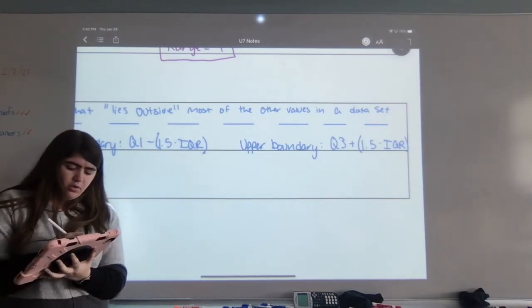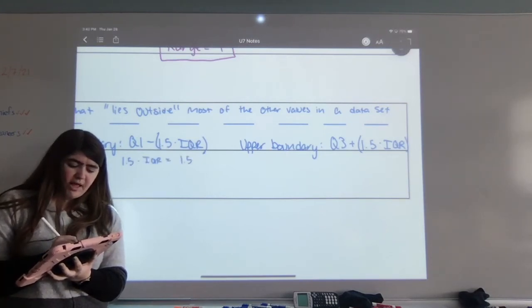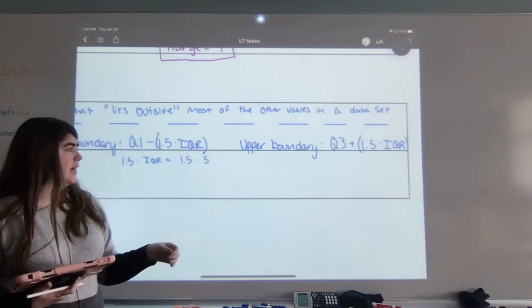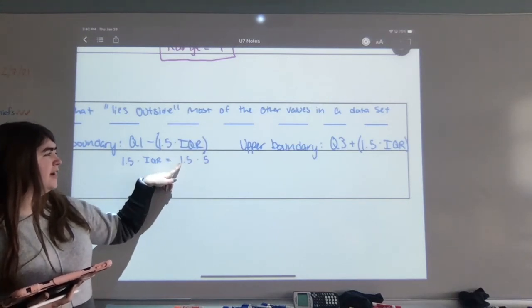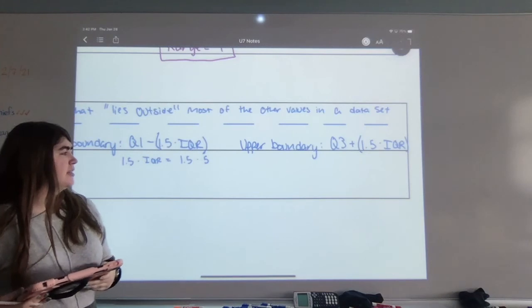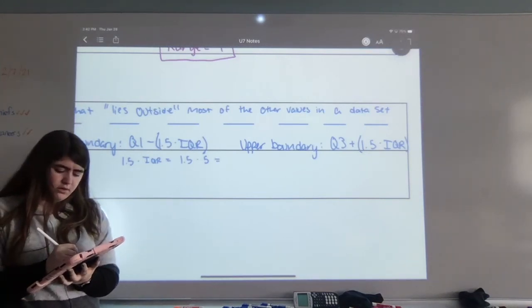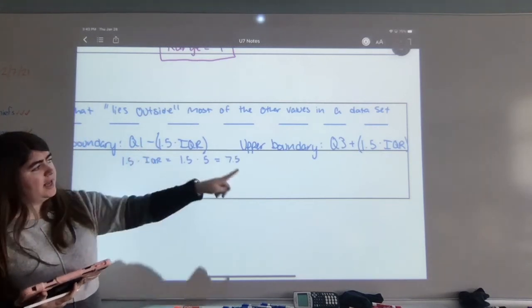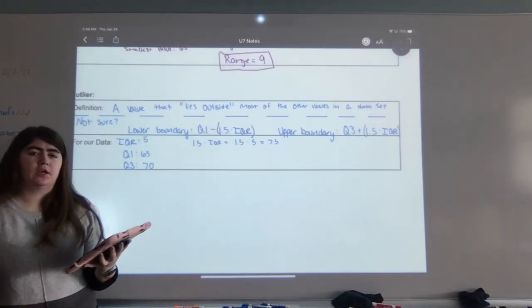So I have 1.5 times the IQR, which is equal to 1.5 times 5 in this situation. 5 times 5 is 25, carry the 2, 5 times 1 is 5, plus 2 is 7, and so that means that we have 7.5 as our value that we are subtracting from Q1 and adding to Q3. Okay, so now we're going to calculate both our lower boundary and our upper boundary.